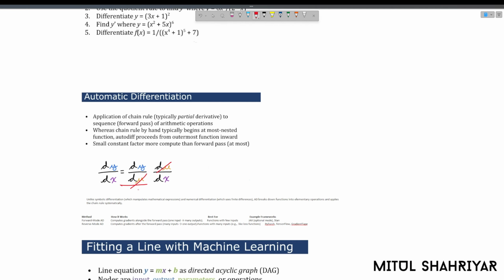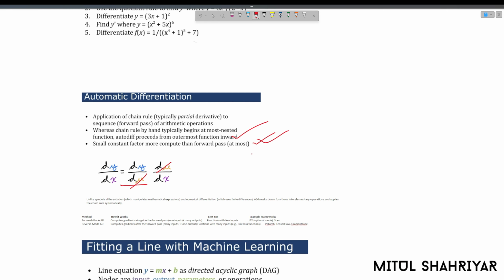So what is that? Automatic differentiation is a concept which is basically the application of the chain rule. We have seen the chain rule earlier, right? It is the application of the chain rule to a sequence of arithmetic operations in the forward pass. We'll see how things work. Whereas the chain rule by hand typically begins at the most nested functions, auto differentiation basically proceeds from the outermost function inward. And it costs a small constant factor more compute than the forward pass at most.